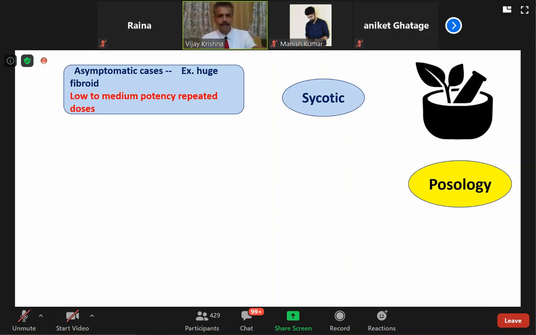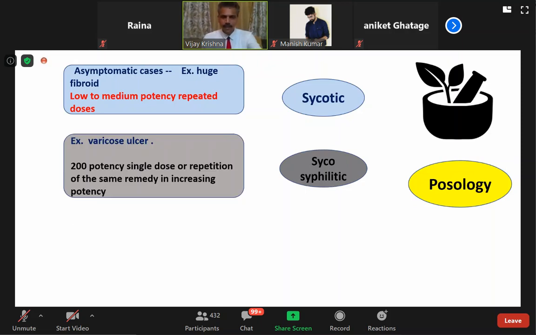Now, what we do in our clinic is what I'm trying to share with you. When we have a typical psoric case which is surgical, for example a huge fibroid, we generally prescribe a low potency. I don't give 6x, 12x. It will be either 30 or 200, which we give in repeated doses in psoric cases. In psychosyphilitic cases, for example that varicose ulcer case that I discussed with you, we generally prescribe a single dose of an indicated remedy, or we repeat the same remedy if required in increasing potency.